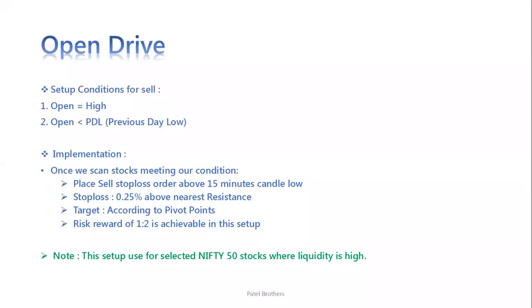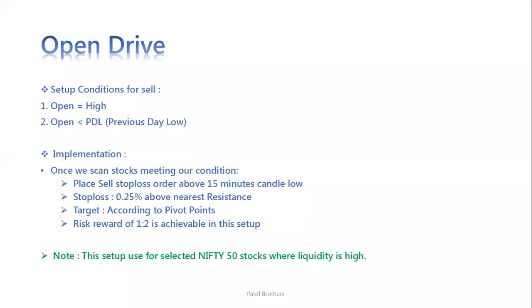Now we are discussing the sell side. Similarly, for the sell side, the open should be less than the previous day's low, so an out of range open. The open and the high should be the same. What does it mean? It is opening outside the previous day's range, but there is still selling pressure from the first tick itself, which means some fundamental or technical change has come into the stock, and that's why it is reacting like this.